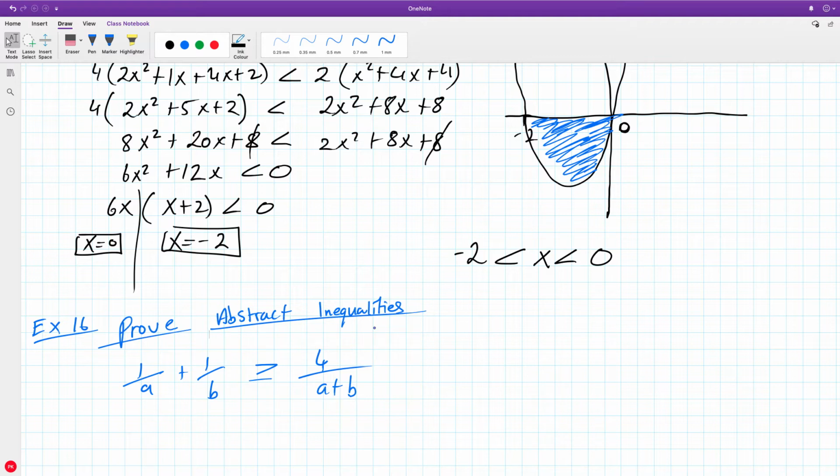Sorry, I forgot to say here that A and B are both positive. They're both greater than 0. A and B are both greater than 0. They're both positive.